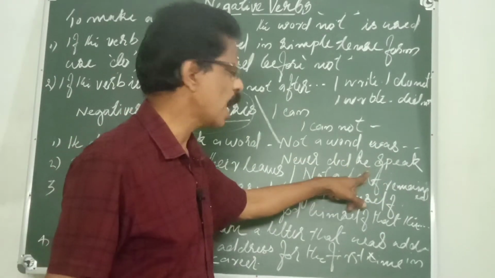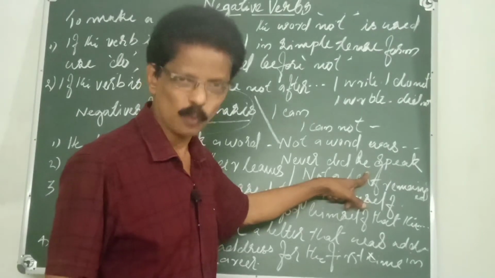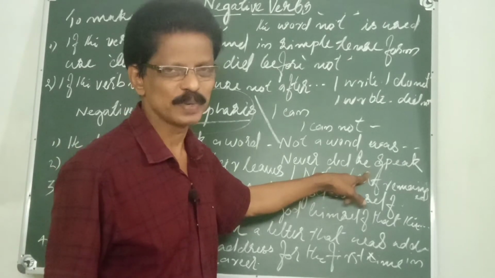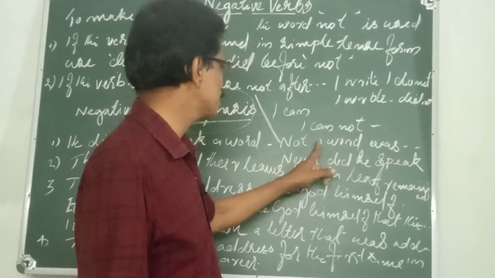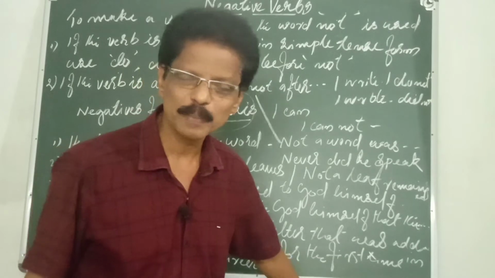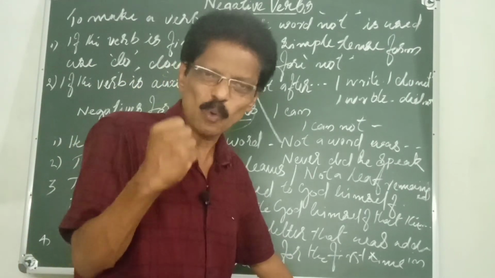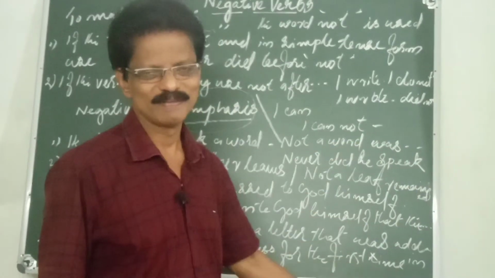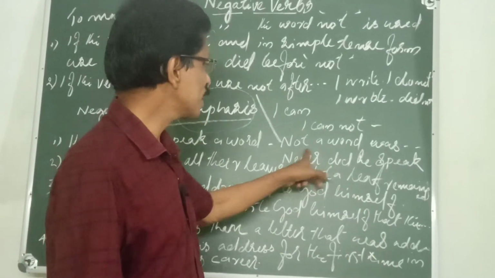Did plus V1, had plus V3. Remember that if you are using did, you have to use a V1. You can say the same thing using had plus V3. So, never did he speak a word is the same as not a word spoken by him. Never did he speak a word means he did not speak a word. But giving some force to it, we say, never did he speak a word. Is it clear to you? Clear? Okay?